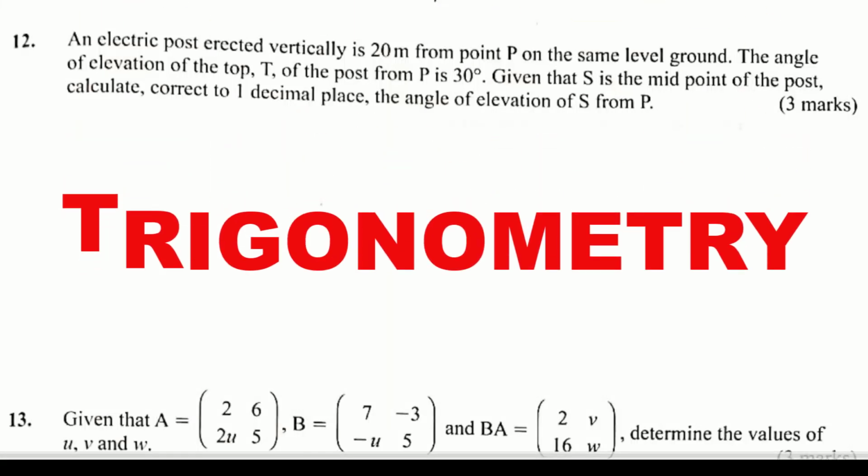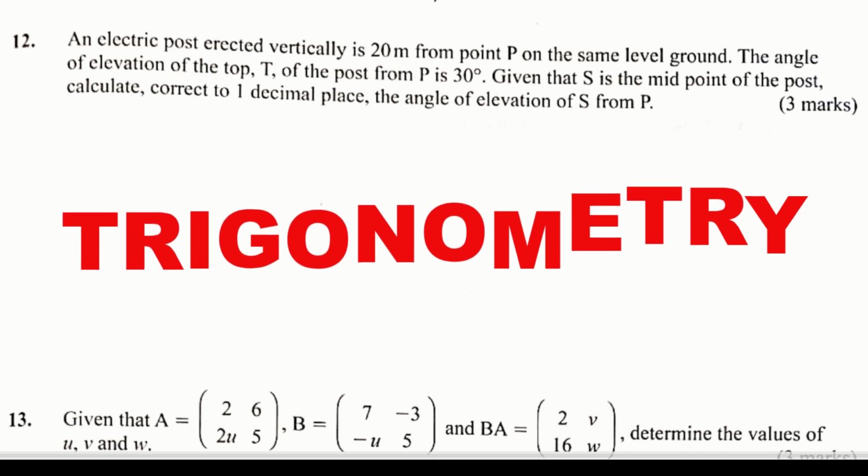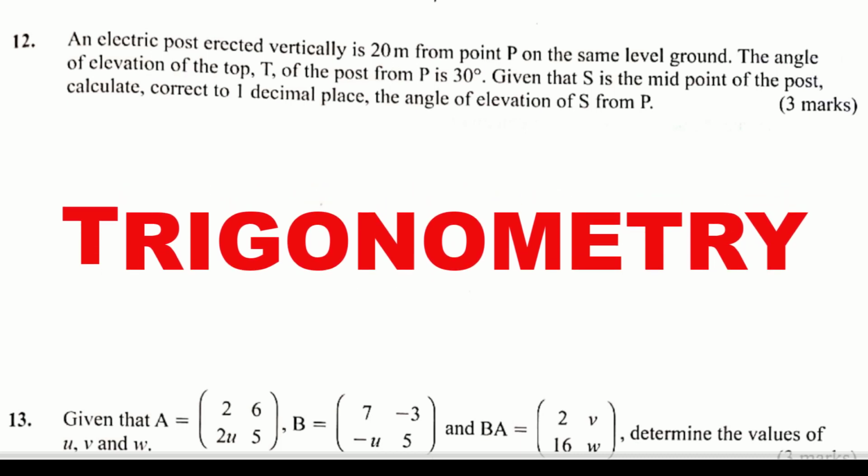Question number 12. An electric post erected vertically is 20 meters from point P on the same level ground. The angle of elevation of the top T of the post from P is 30 degrees. Given that S is the midpoint of the post, calculate correct to one decimal place the angle of elevation of S from P.